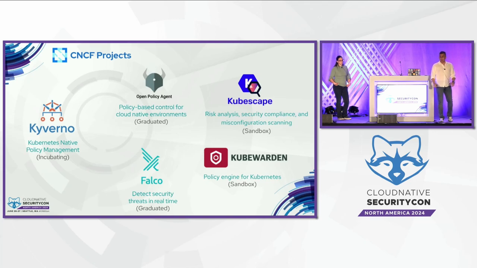The first one is OPA. OPA is a graduated project, and for deploying or using OPA, you should use Rego as the policy language. The good point of this project is that you can use OPA for the entire stack, not only Kubernetes. If you have infrastructure, for example networking, then you are able to use OPA for your entire stack. But keep in mind, you should learn how to write policy in Rego.